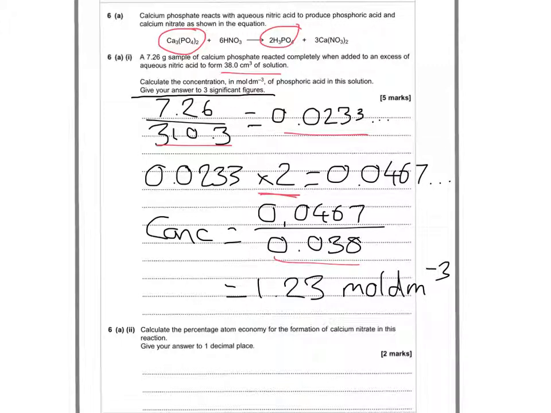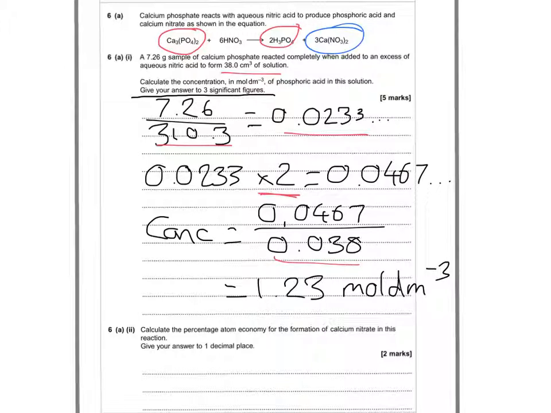Okay, 6A part 2. Calculate the percentage atom economy for the formation of calcium nitrate. Give your answer to 1 decimal place. This should have been very easy, but a lot of people didn't get it. So the formation of calcium nitrate. Calcium nitrate is up here. You need to take the big numbers into account.